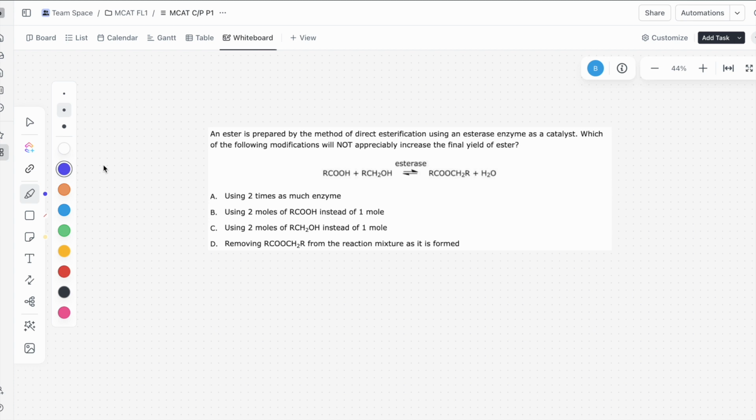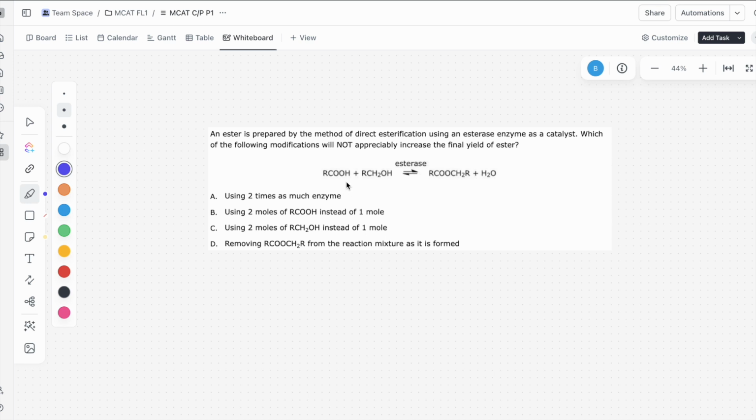All right, let's move on to the second to final question here. It says, an ester is prepared by the method of direct esterification using an esterase enzyme as a catalyst. Which of the following volume modifications will not appreciably increase the final yield of the ester? So let's go through B through D first. It says using 2 moles of RCOOH instead of 1 mole. Now, B, this is a direct call to Le Chatelier's principle.